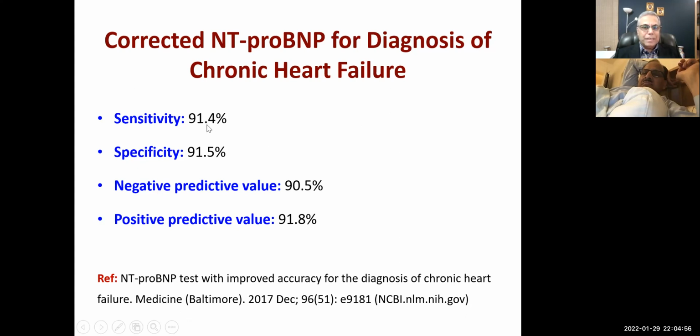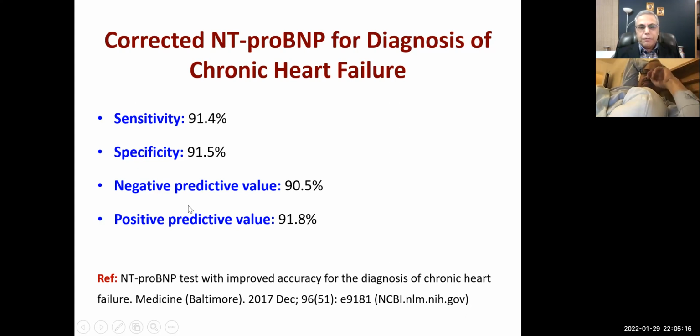The sensitivity is 91.4%, and the specificity is 91.5%, which is pretty good, right? That is a very good test. In some other sources, the figures were a little bit different, but we will take this as correct. All right, so this means it is good.